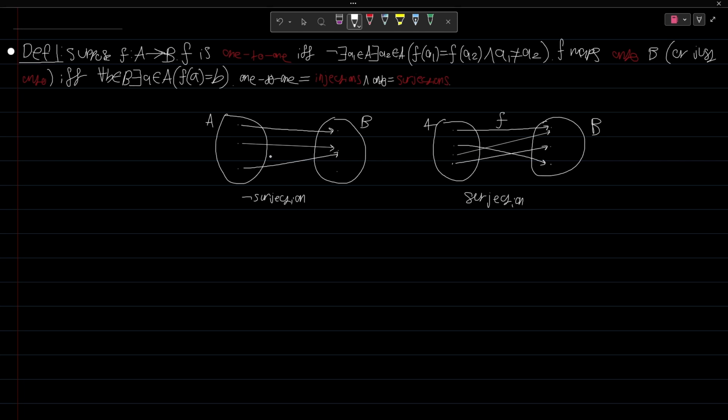And for another example, this diagram over here represents a function that is not a surjection, because this lonely guy over here is not the image of anything in A under f. But over here on the right, this diagram represents a function that is a surjection, because any element of B here, these three elements, is the image of at least one element of A under f. But notice that this function is a surjection but not an injection, because these two elements of A map to this one element of B, so it's not an injection.